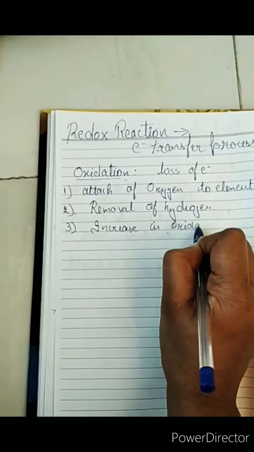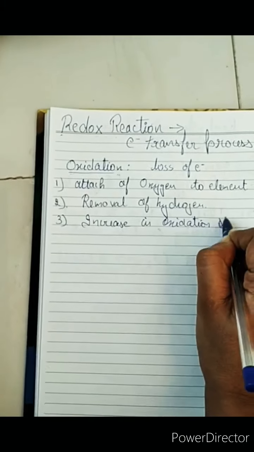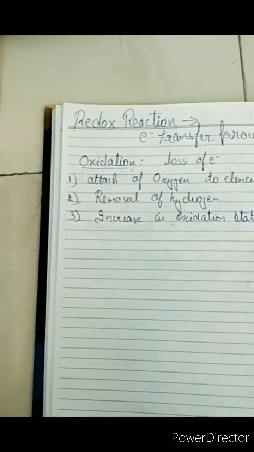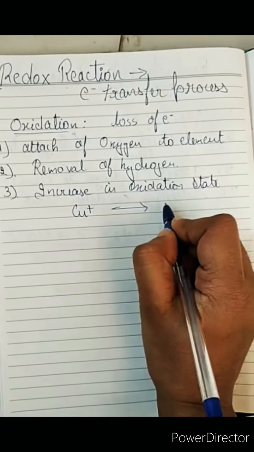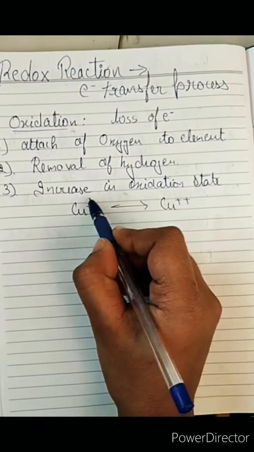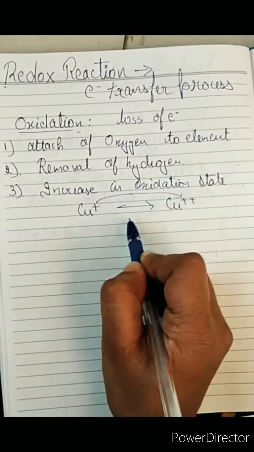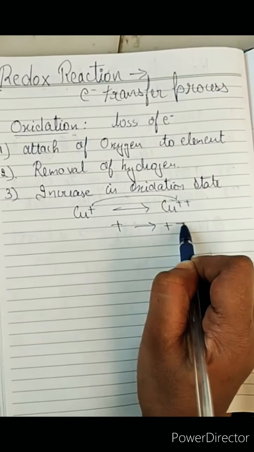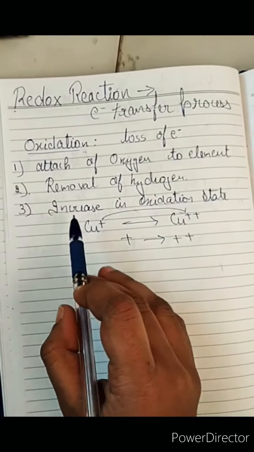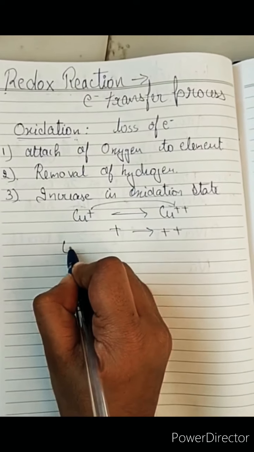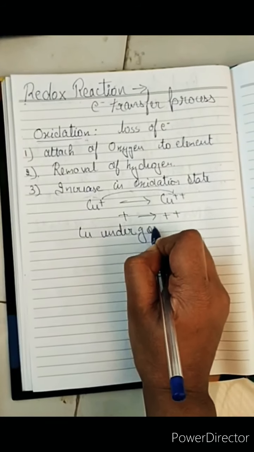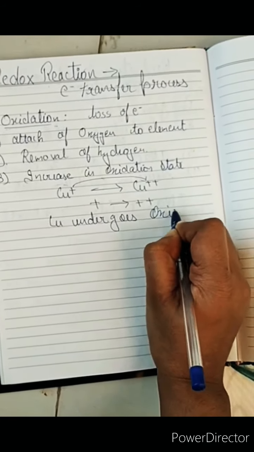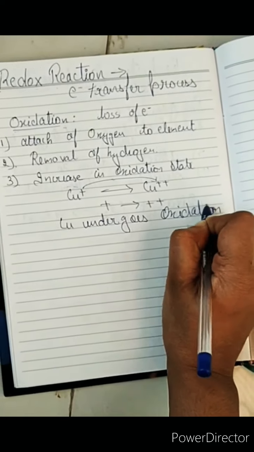Increase in oxidation state simply means, suppose we have Cu+ and after reaction it becomes Cu2+. So look, oxidation state increases from +1 to +2. So it means the Cu undergoes oxidation.